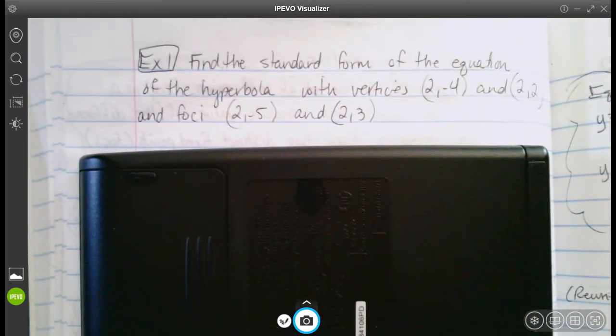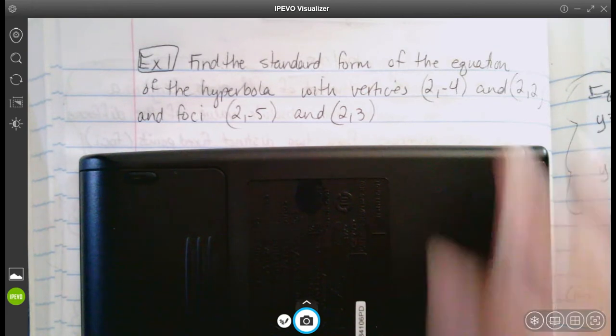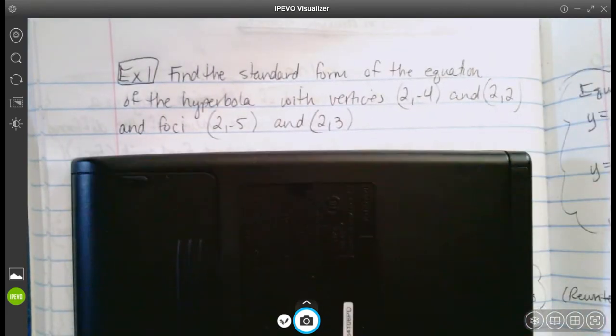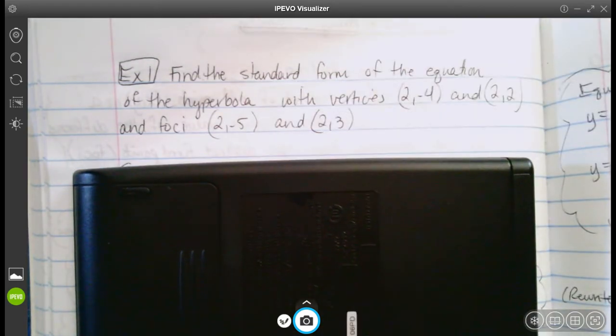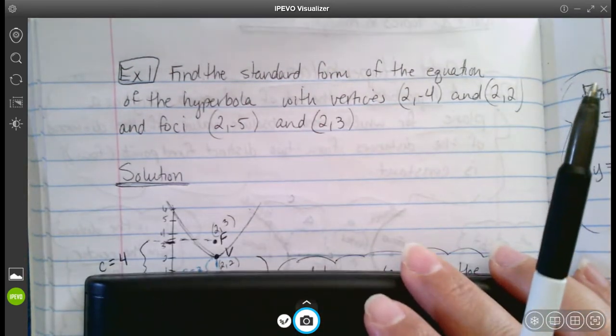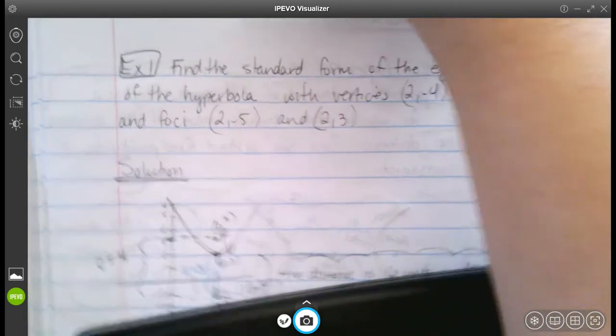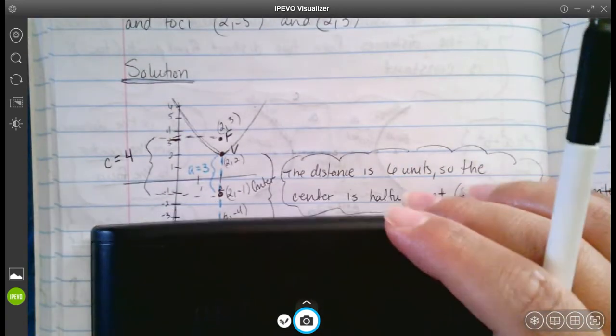So example number 1 is asking us to find the standard form of the equation of the hyperbola with the following vertices and the following foci points. So what I did first is I went ahead and graphed it, and you can see that right here. So I went ahead and graphed everything.